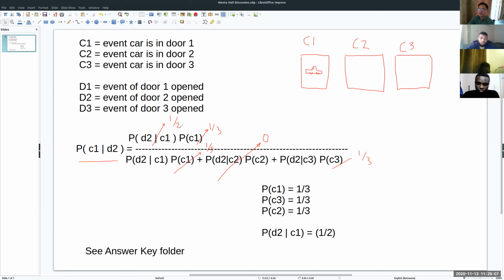Do you agree? There are two other doors only. You can either open this one or this one. Those are the only two possibilities from the point of view of the host. It can only open those two doors, so there are only two possibilities. That's 1/2. Next, what is the probability? This one is 1/2. So again, what is this?